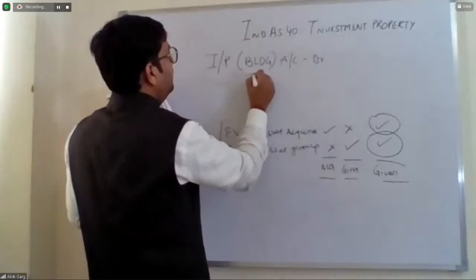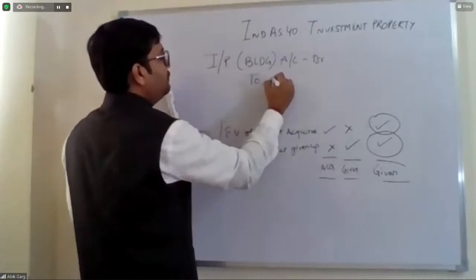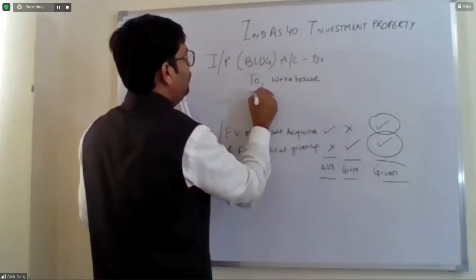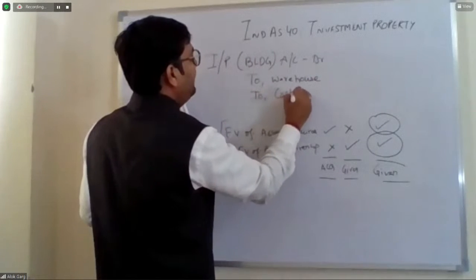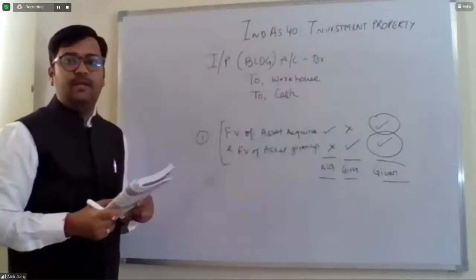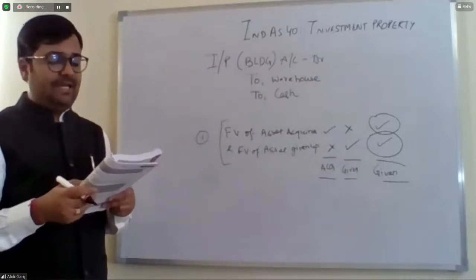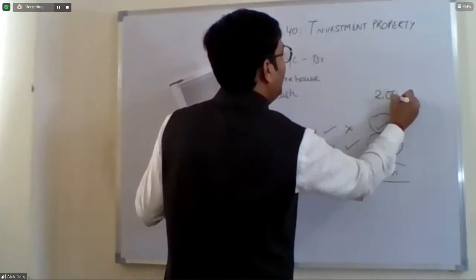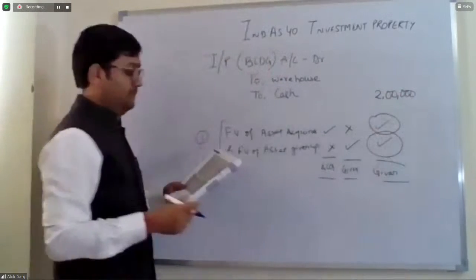Two, warehouse. The company is giving the warehouse, so warehouse needs to be credited. Two, the company is also giving cash, so cash is credited. Okay. Now, how much cash is given by the company? The company is giving cash of rupees 2 lakh. So cash will be credited by 2 lakh.